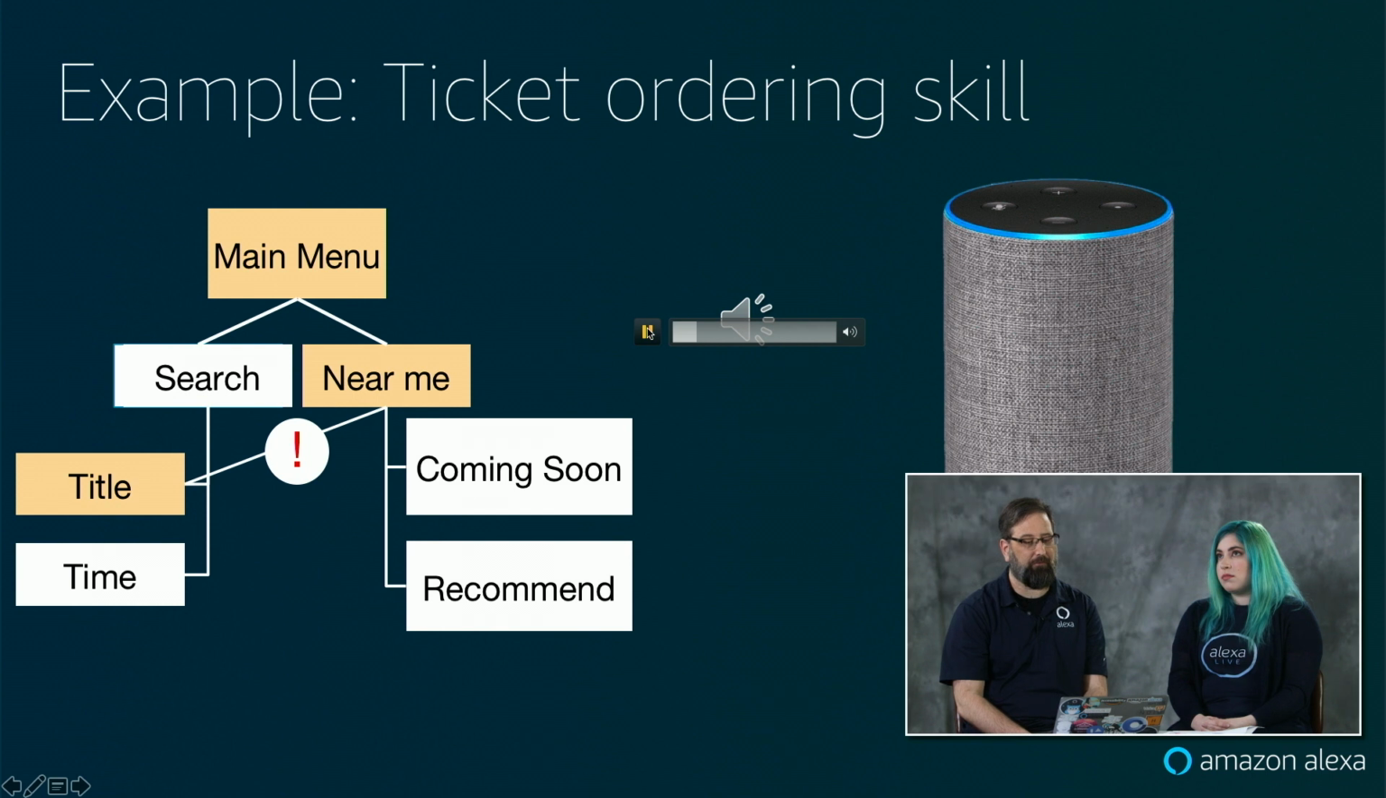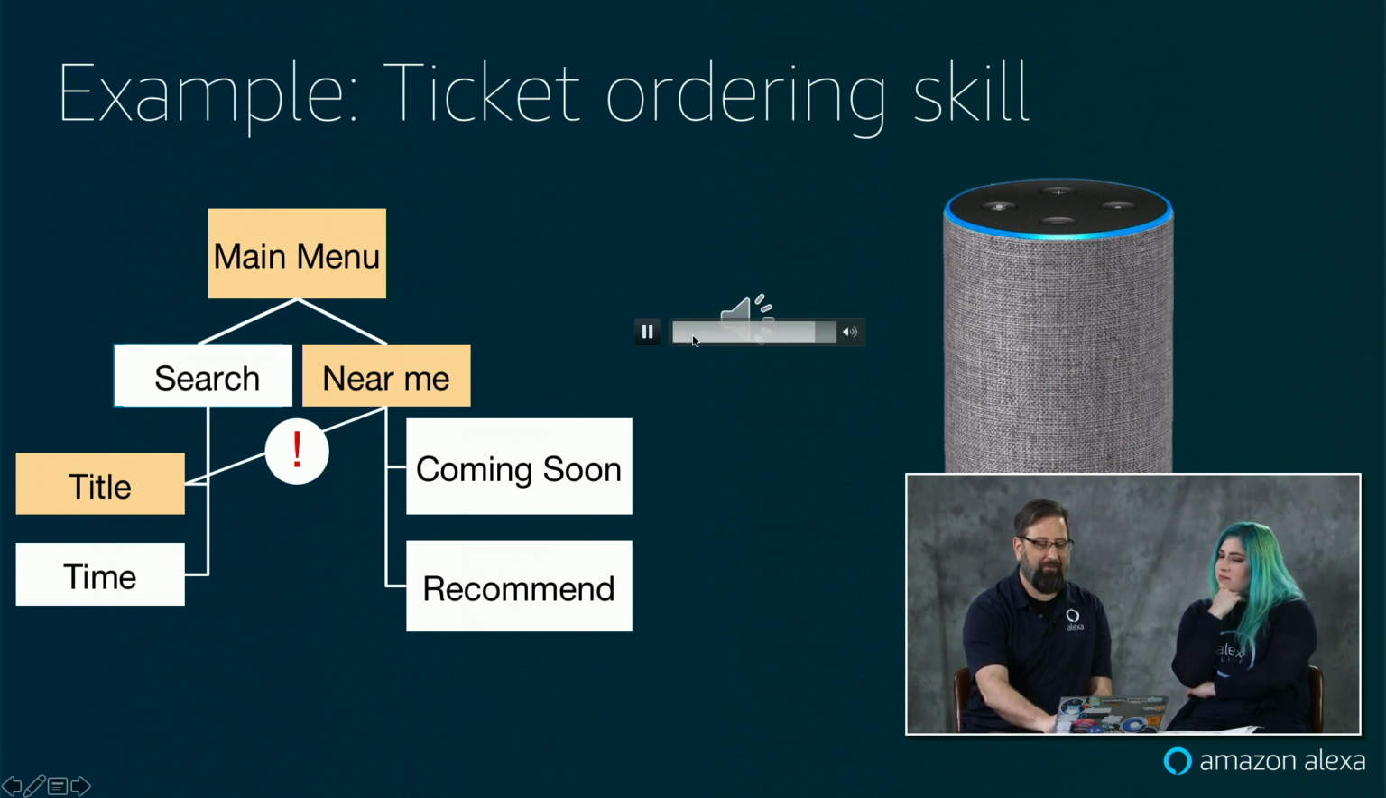Find a movie near me. You can browse movies that are coming soon, or I can give a recommendation. What would you like to do? Find A Wrinkle in Time. You are in the Browse Movie section. Say stop to return to main menu.